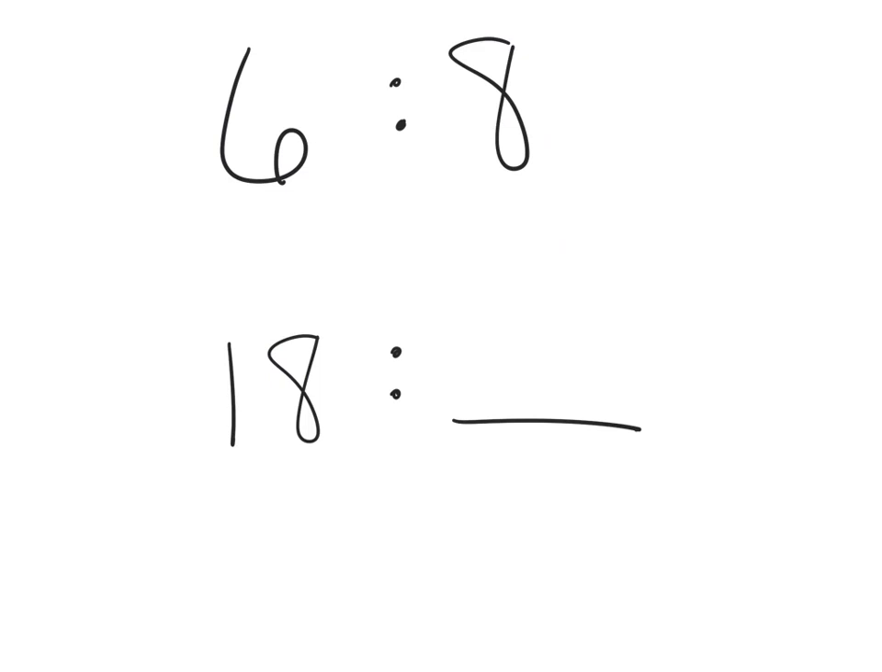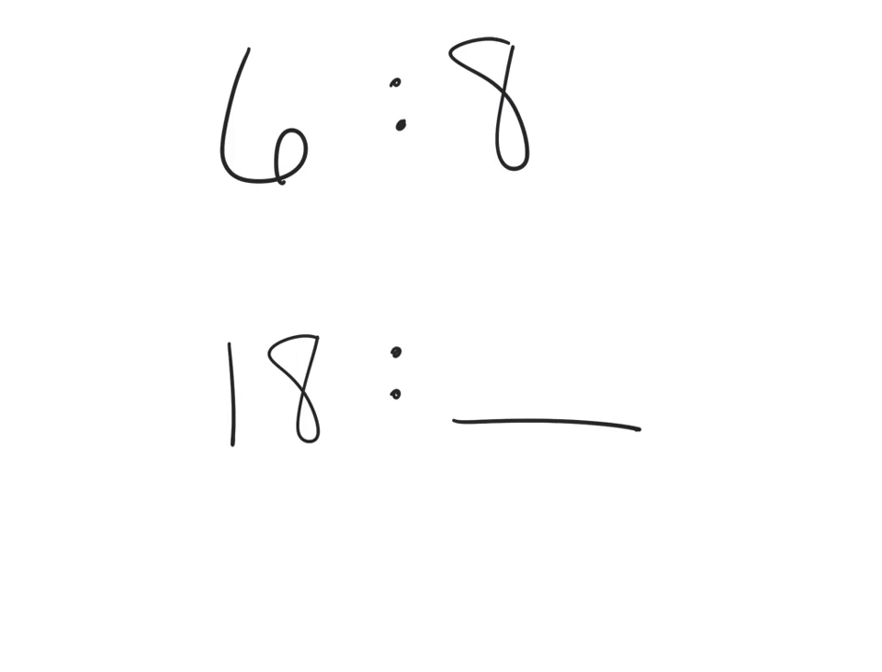Okay, let's try one more before wrapping up the video. So the original ratio in this problem is going to be 6 to 8. I want to know, how can I write an equivalent ratio if I have 18? And what would need to go in this blank to make it equivalent to 6 to 8? So pause the video, think about it, and then come back.